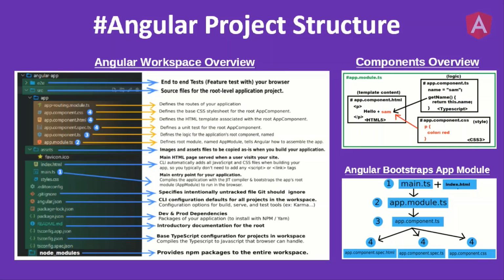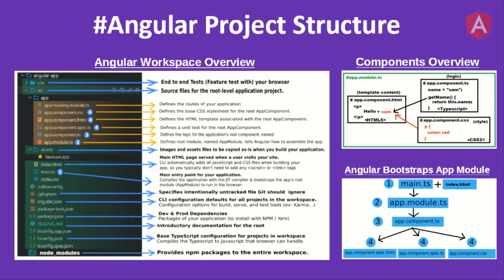Main.ts file is the main entry point of our application. Angular CLI compiles the application and bootstraps your app root module. In the bottom right is an overview of Angular bootstrapping. .gitignore file contains the files git should untrack. Angular.json file contains the configuration to build, serve, and test like Karma.